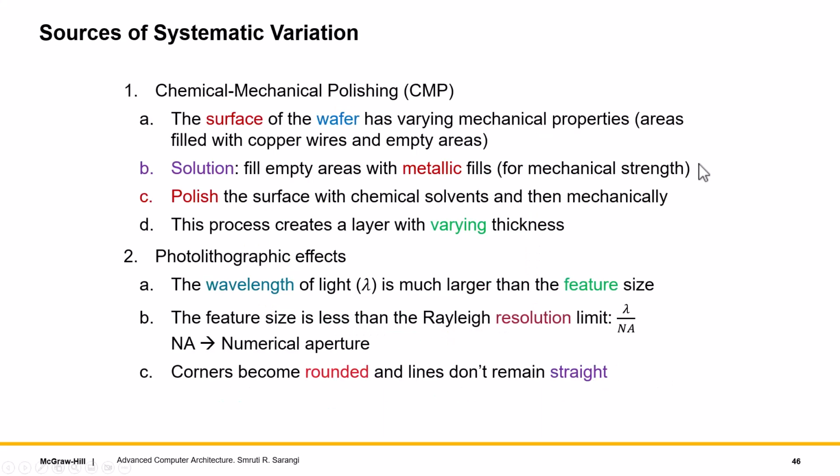Let us now look at the sources of systematic variation. There are primarily two. One we have been talking about quite a bit, which is the wave nature of light. But there are other simpler sources as well. So let's look at the first one. It's called chemical mechanical polishing, or CMP. CMP is a bona fide part of the chip manufacturing process. So what happens is that in a large wafer, all the areas are not filled with silicon or with wires and transistors and so on. There are some empty areas, mainly because we couldn't place anything there.